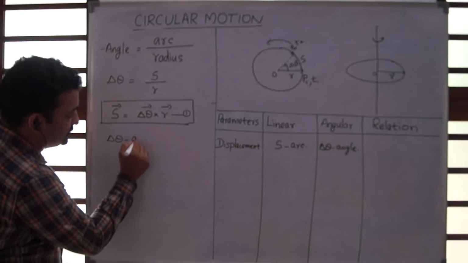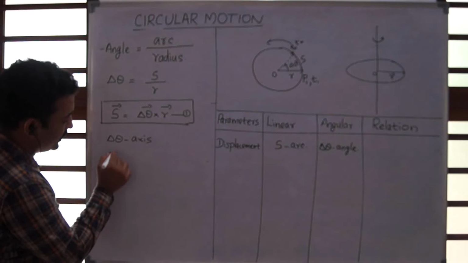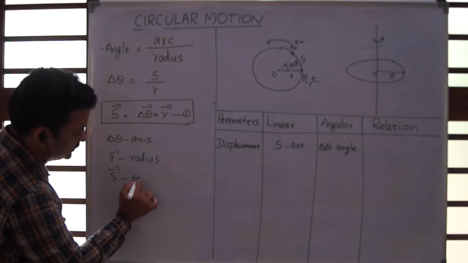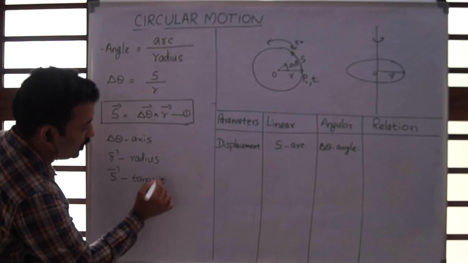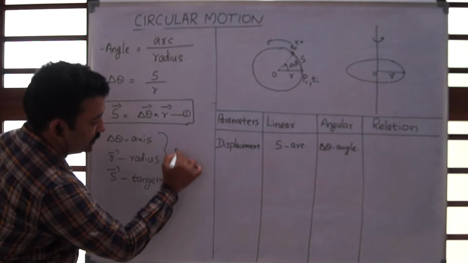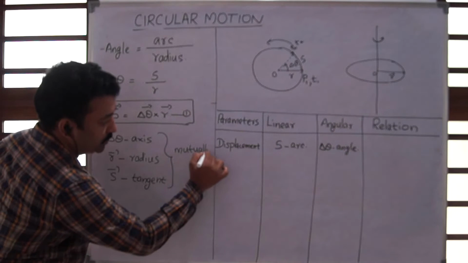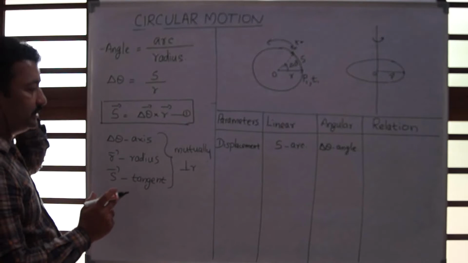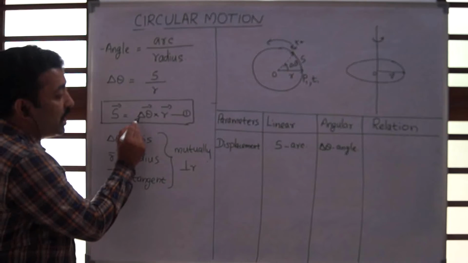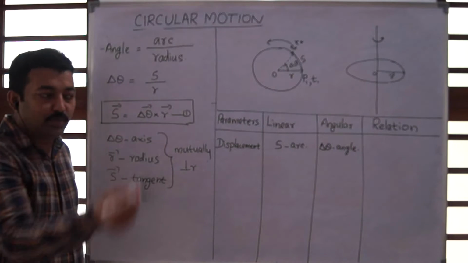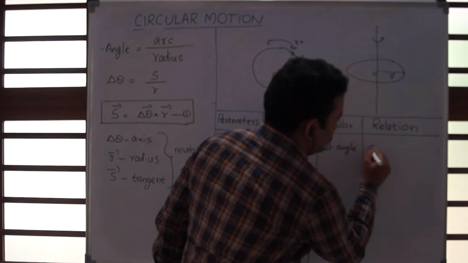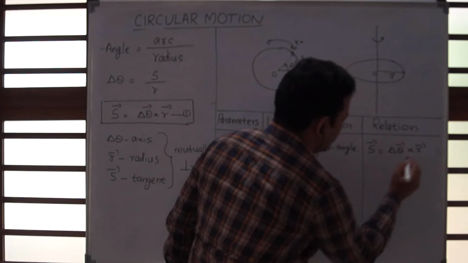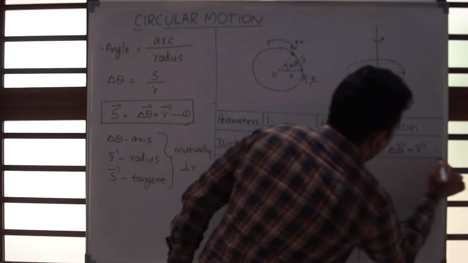Delta theta is along the axis, r is along radius, and displacement is along the tangent. So all of them are mutually perpendicular. All are mutually perpendicular vectors. So I got the first relation, how the vectors are related. The linear parameter is equal to angular parameter multiplied by the radial vector. So I can write s is equal to delta theta cross r. That is my first relation. That is, the displacement column is over.